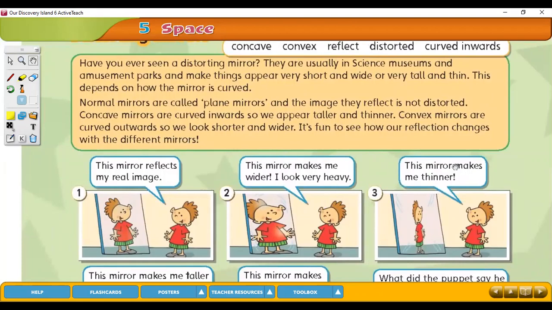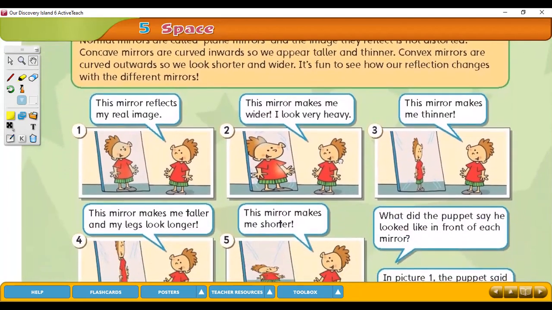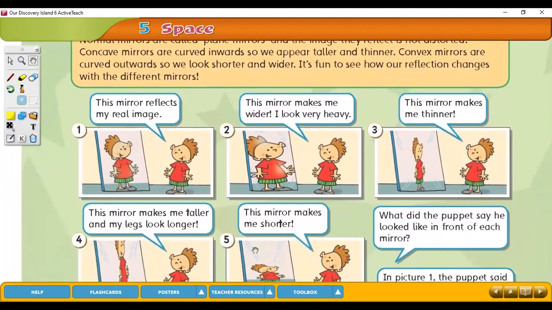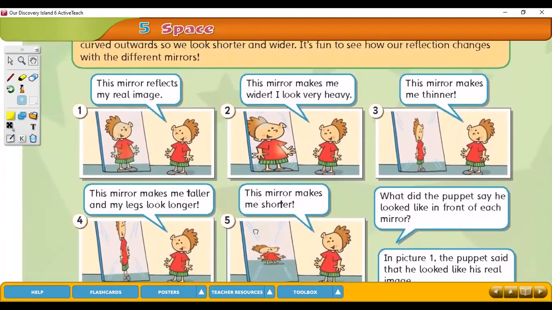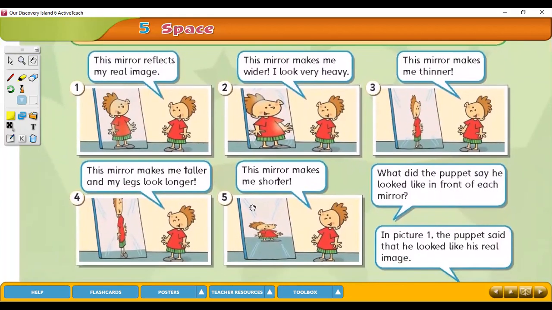In number 3, this mirror makes me thinner. Which one makes you look thinner? Yes, the concave mirror. It's mentioned here. Concave mirrors are curved inwards, so we appear taller and thinner. Number 4, this mirror makes me taller and my legs look longer. So which mirror is that? Concave as well. And number 5, this mirror makes me shorter. This is convex mirror, exactly.